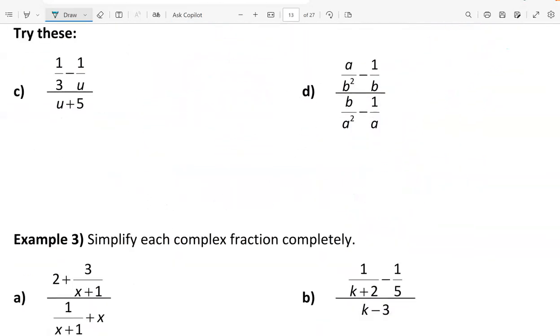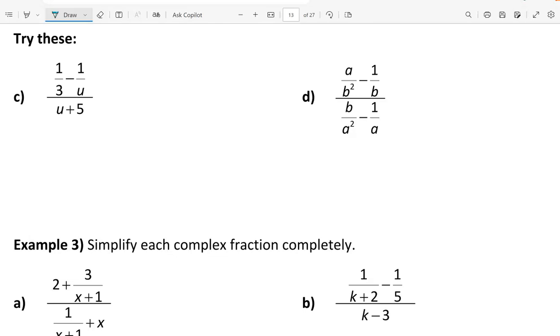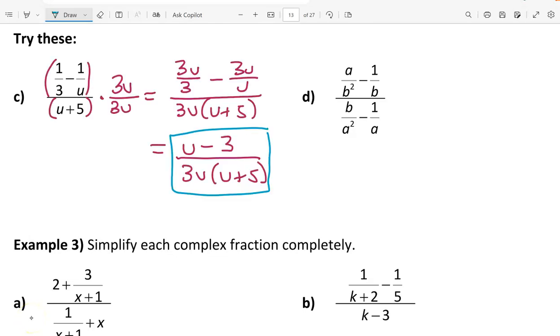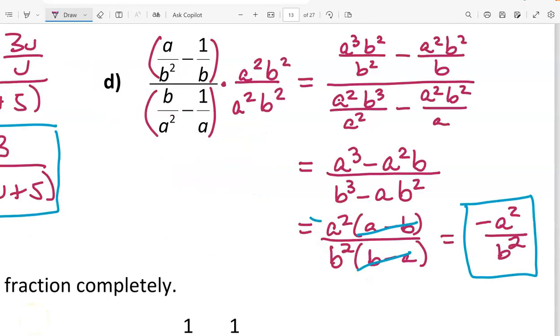Okay, a couple for you to try. Pause the video while you try these. Here's the result for the first one. Now pause the video while you try D. Here's the correct result for D.